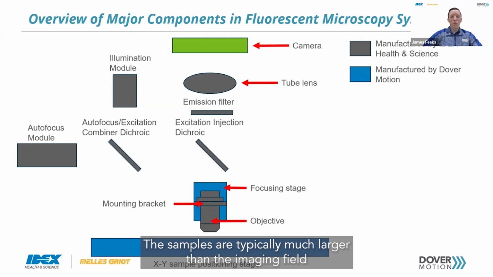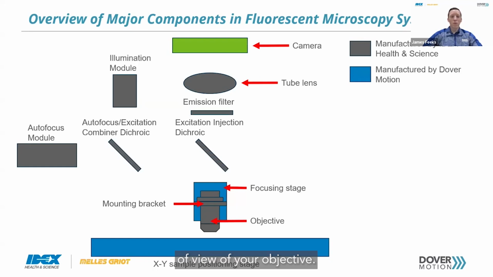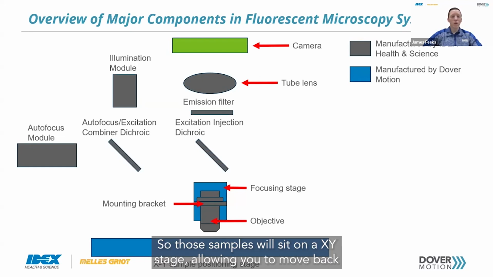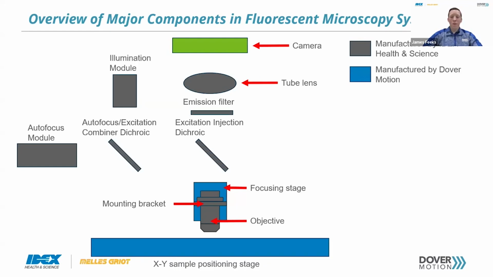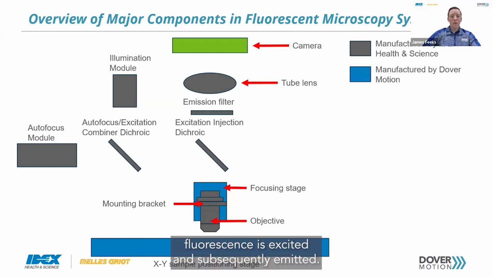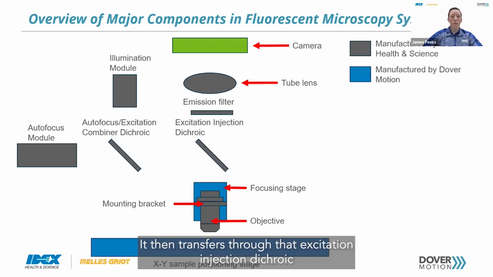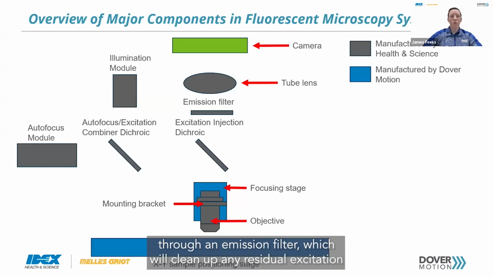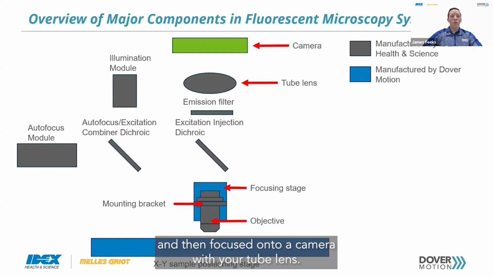The samples are typically much larger than the imaging field of view of your objective, so those samples will sit on an XY stage, allowing you to move back and forth to image the entire sample and collect all your data. After that, fluorescence is excited and subsequently emitted. It then transfers through that excitation injection dichroic and through an emission filter, which will clean up any residual excitation as well as unwanted fluorescence or even stray light, and is then focused onto a camera with your tube lens.